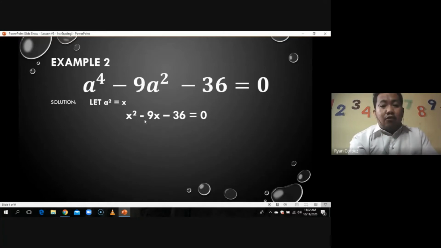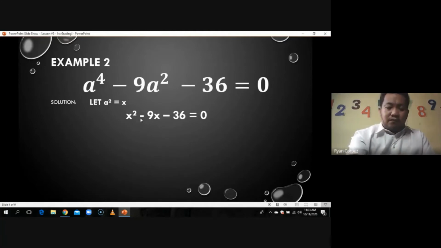Then look at the middle operation. So one number there should be negative. Between 12 and 3, whatever the sign of the middle is, that would be the sign of the larger number. So that means 12 is negative and 3 is positive.